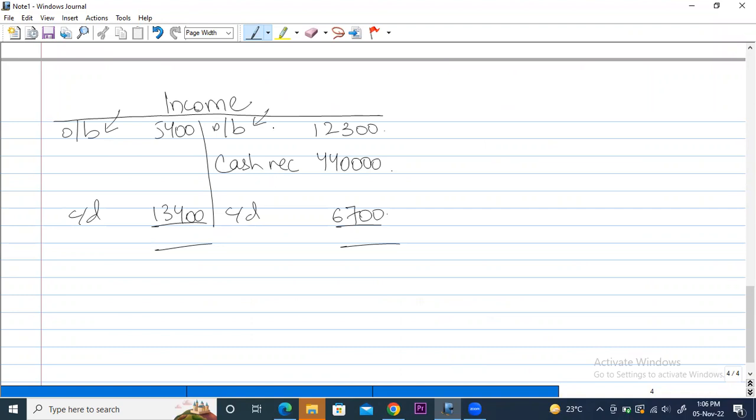Now, we're just left with one thing, because we had to tell the income, the P&L figure. We'll just balance them off. First, as you know, on the total side we write the heavier amount. So the heavier amount is the credit side, 440,000 plus 6,700 and plus 12,300. So it's 459,000.